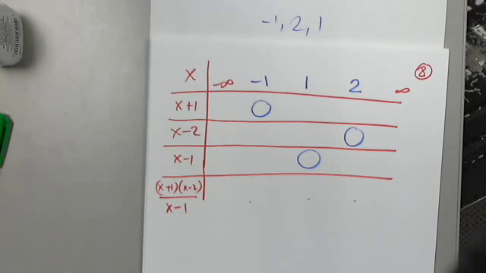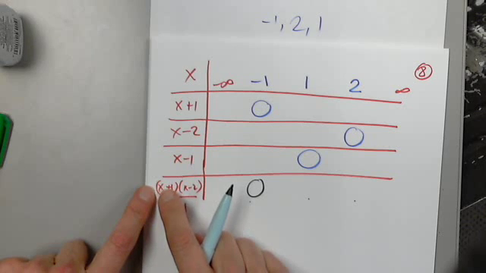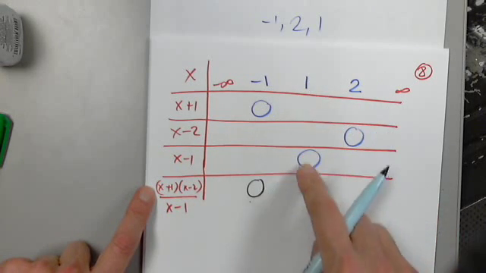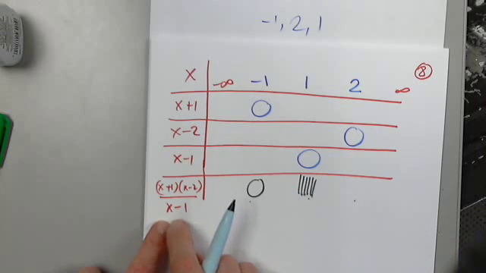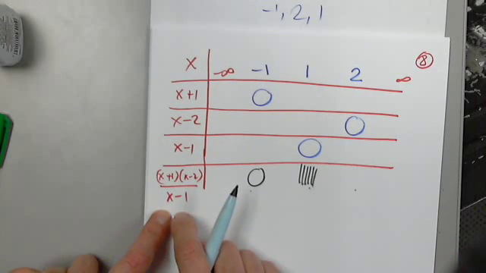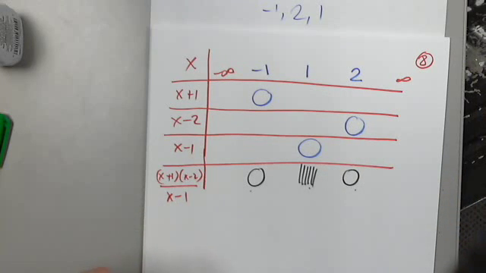What do I write under -1? Yes, because this factor at the top is 0. What do I write under 1? Yes, because this factor in the denominator is 0 now. And what do I write under 2? Very good.